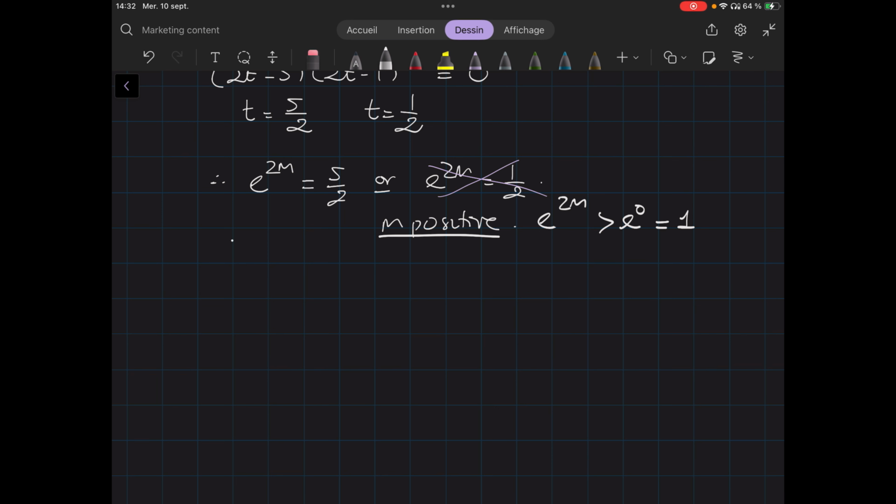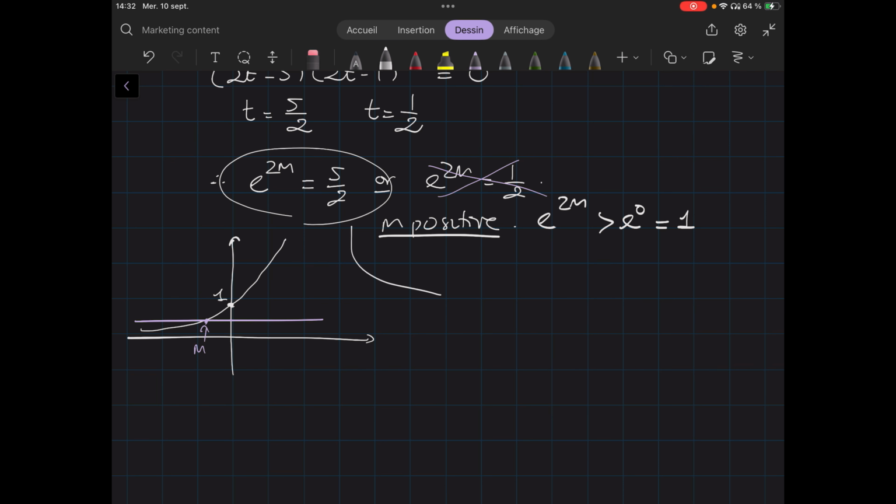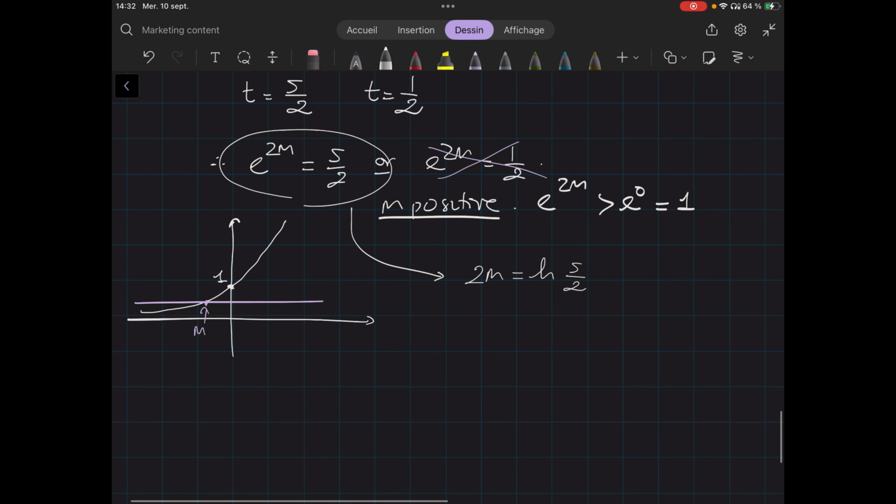If it is still a bit unclear to you, I would always recommend sketching out the function. This part is 1, the y-intercept. 1 by 2 is somewhere over here, and your value of m must be negative. Therefore, the only value of m for this to work is when this is true. Take a ln of both sides. That will give us the value of m.